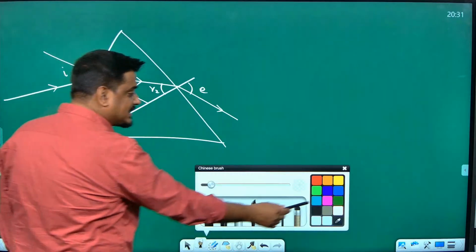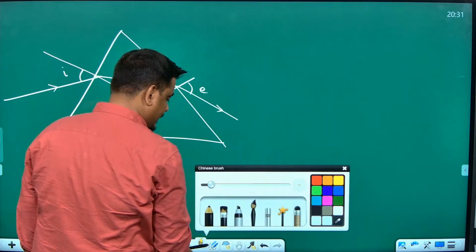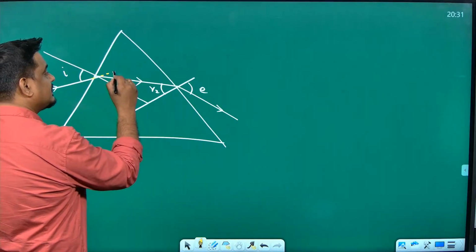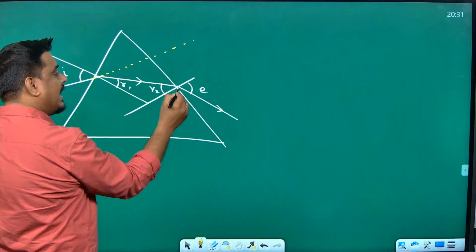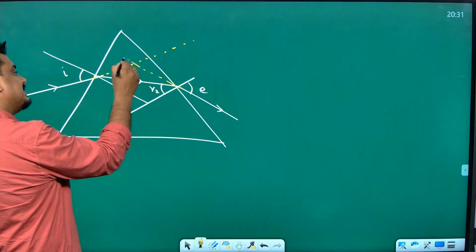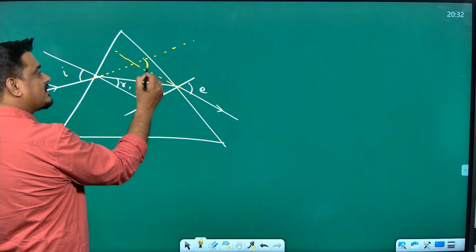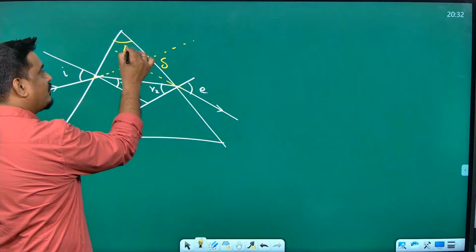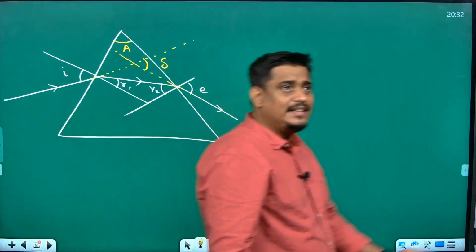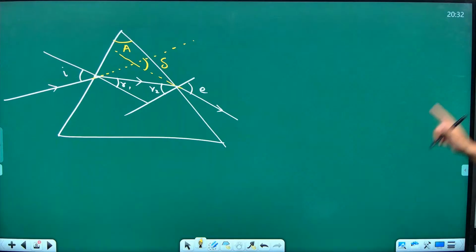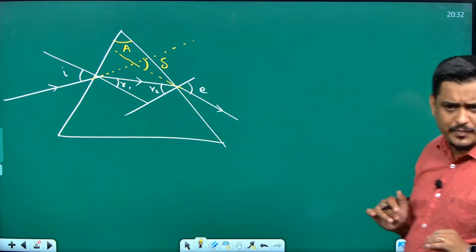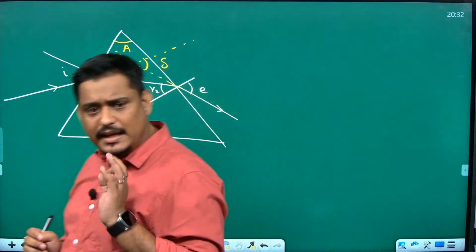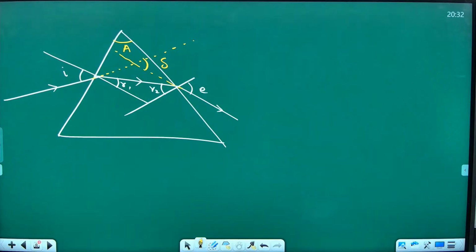If I extend my incident ray like this and my emergent ray like this, this angle is called what? Angle of deviation, and this angle was angle of prism. All these angles are clear to you first? I, delta, E, R1, R2, A, everything is clear to you? I hope it is. If yes, let us try to make the relationship now.